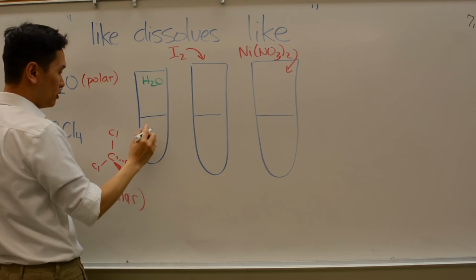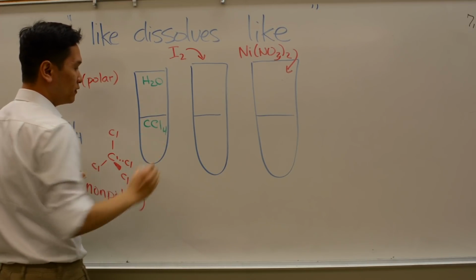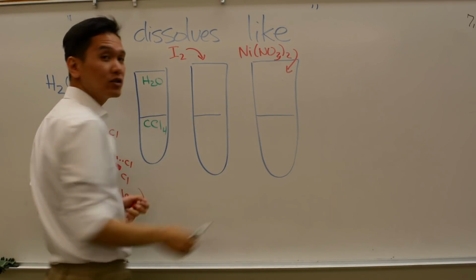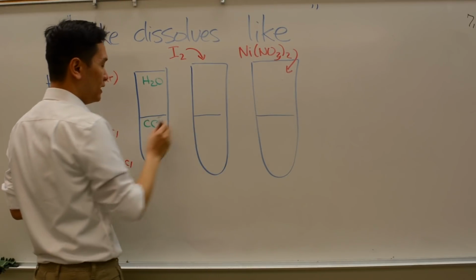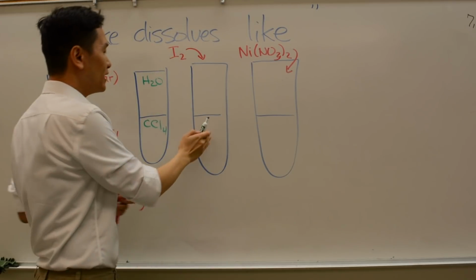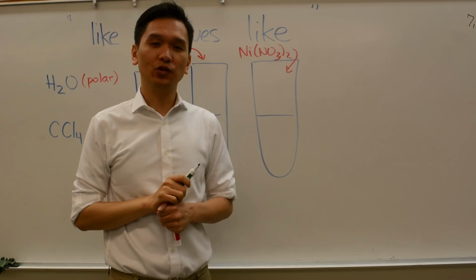And the bottom layer will be CCl4. So they separate into two layers. Okay, so I do that for 3 test tubes. So all 3 will have water on the top and CCl4 on the bottom. Now here's the test. In the second test tube now, I add a third species, I2.